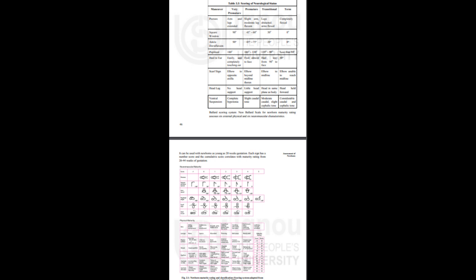Look at the screen. Ballard Scoring System, New Ballard Scale for Newborn Maturity Rating. It assesses 6 external physical and 6 neuromuscular characteristics. It can be used with newborns as young as 20 weeks gestation. Each sign has a number score and the cumulative score correlates with maturity rating from 26 to 44 weeks of gestation. Activity: select a premature and a term neonate. Using the new Ballard scale, assess the gestational age of neonates.